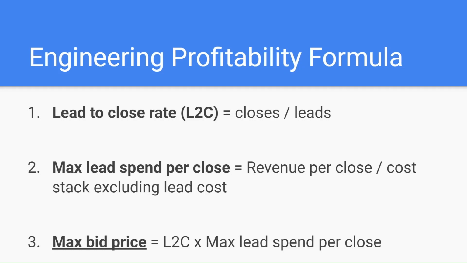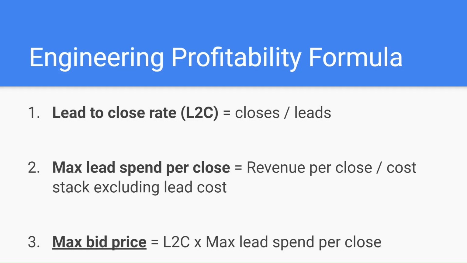Next, we're going to identify our max lead spend per close. Now this is simply taking the average revenue you make per deal and dividing it by all of your costs, excluding the lead or marketing costs. So these could be things like a digital presentation subscription, gas prices, potentially an administrative employee, any type of overhead costs that it takes to run your business.